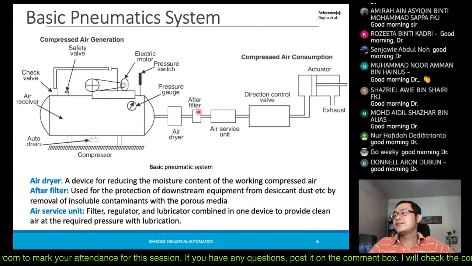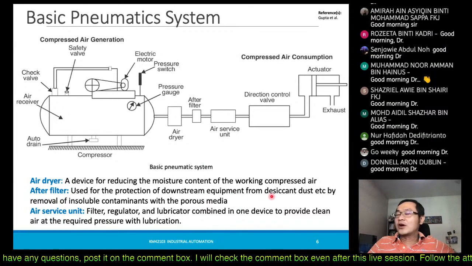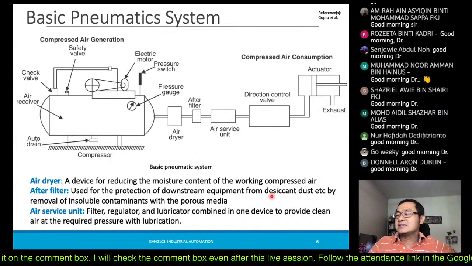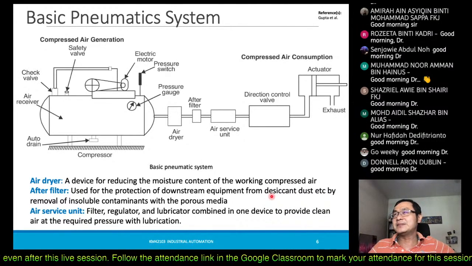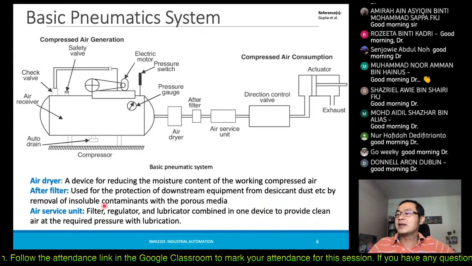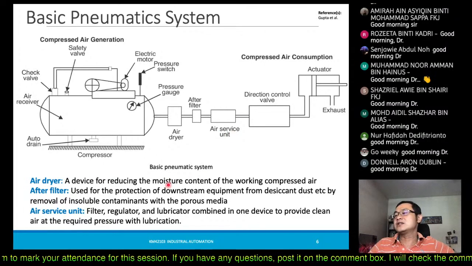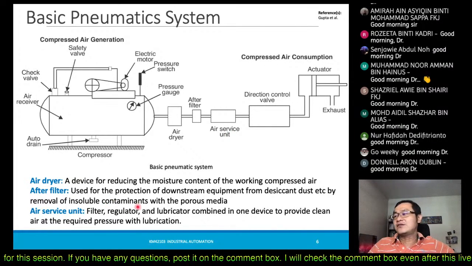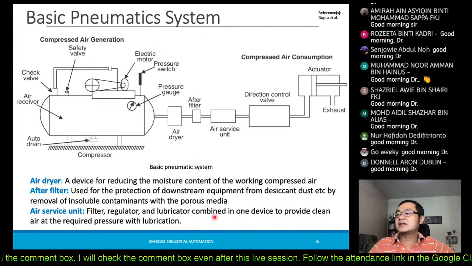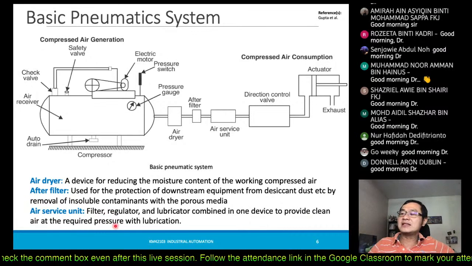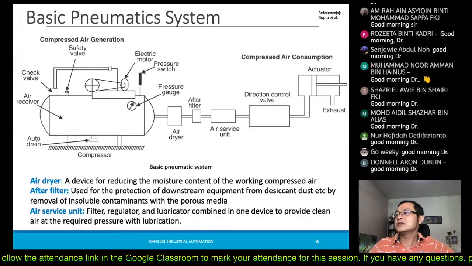This after filter is used to protect the equipment from the dust, etc., by having a porous media to filter them out. Then also we have an air service unit, such as filters, other filters, regulators, lubricants, and so on, that would clean and lubricate the air before we deliver it to our pneumatic system.